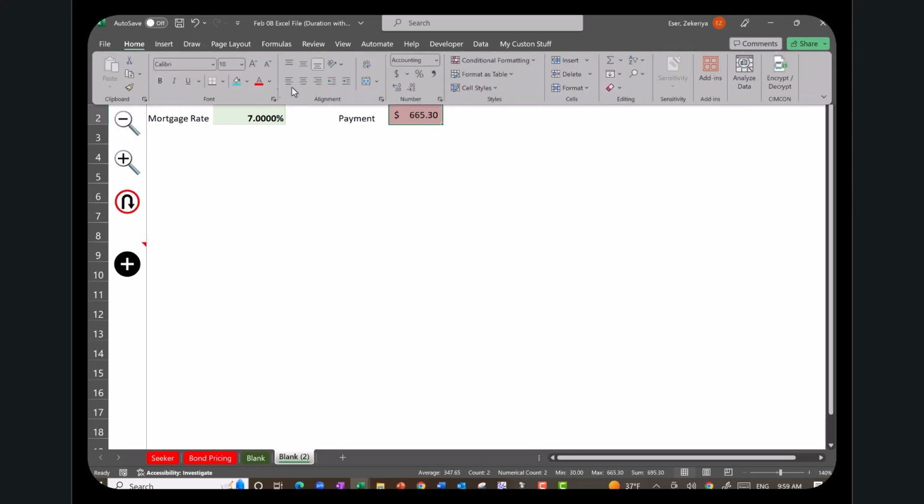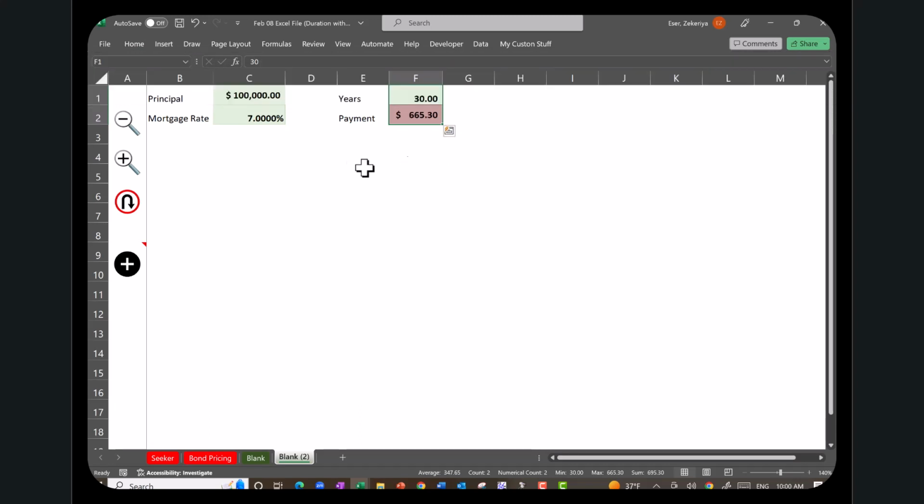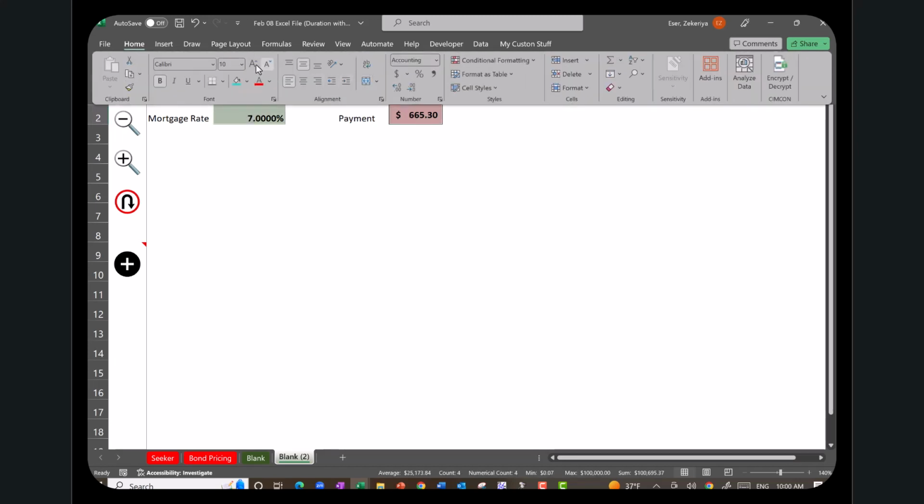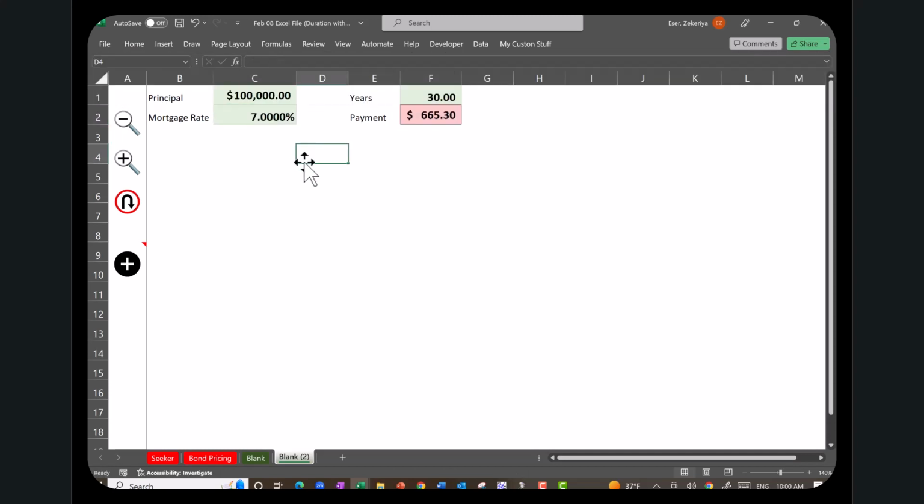Remember my obsession with green lights and red lights. Green light is there my inputs, red light is it's something I calculated. Don't touch it. I can even protect them, but I'm not going to. Maybe if I have time, I'll show you how to do it.